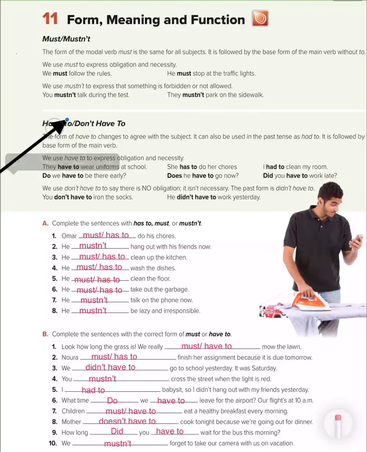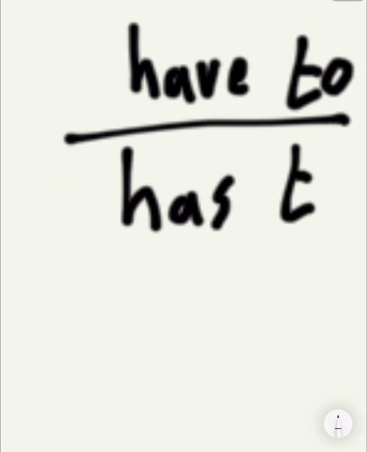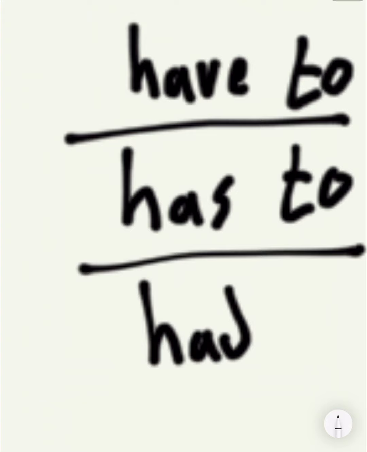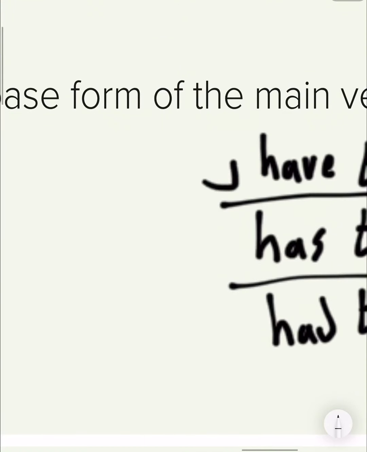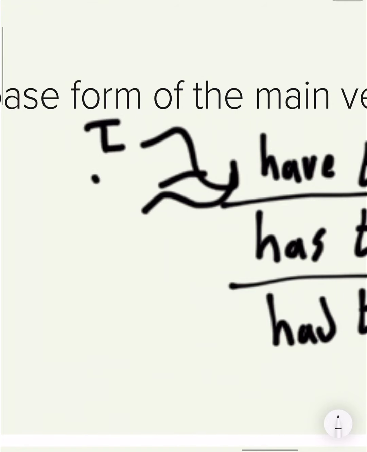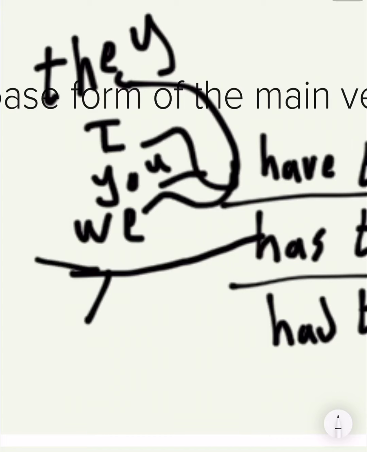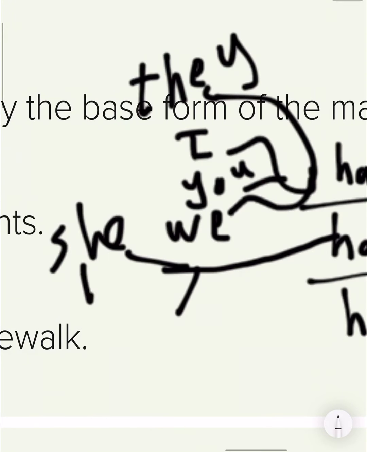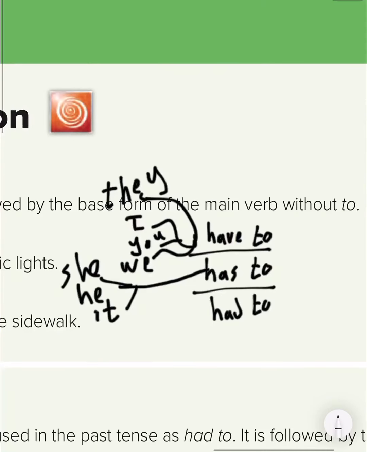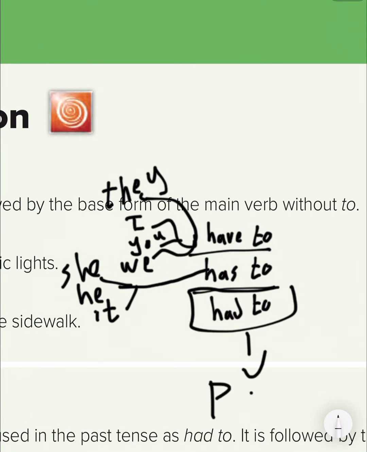Then after that, look what do we have here. We have here have to, don't have to. So we actually have have to, and we have has to, and we have had to. So we use have to with I, you, we, and they. We use has to with she, he, and it. Okay? And we use had to with the past.